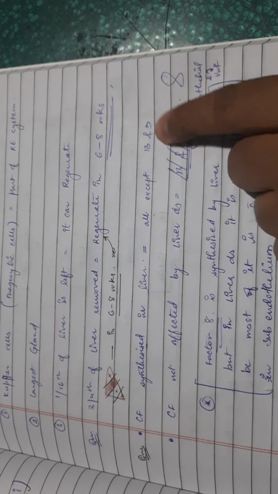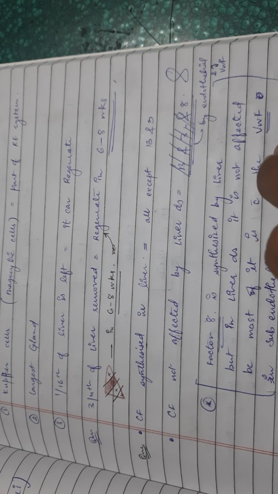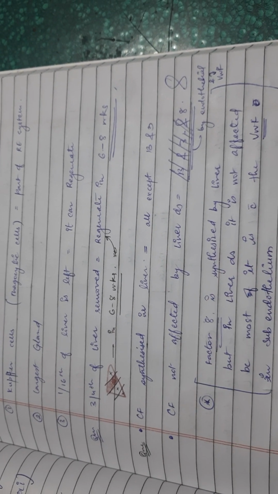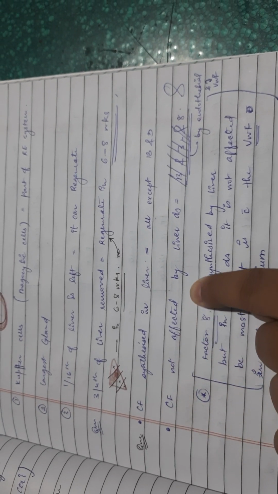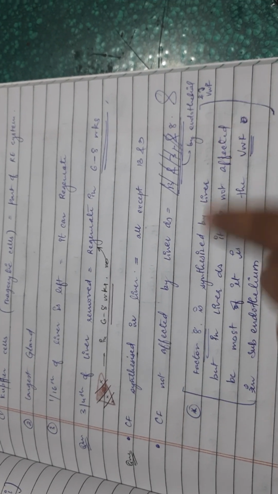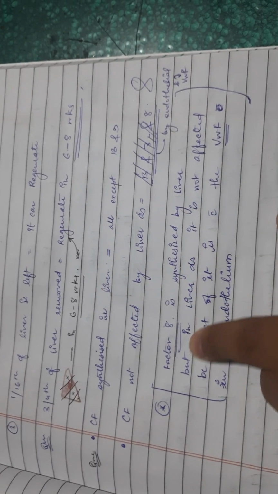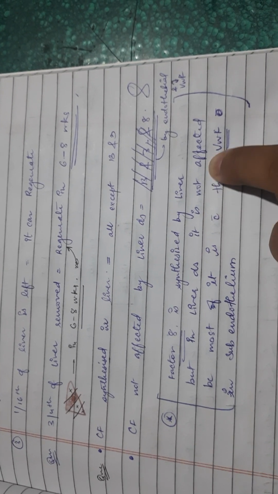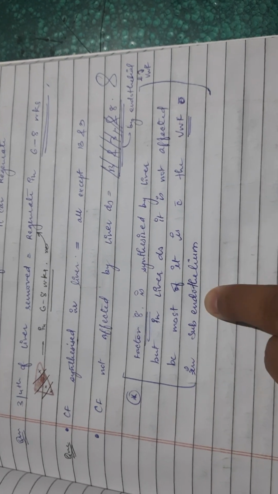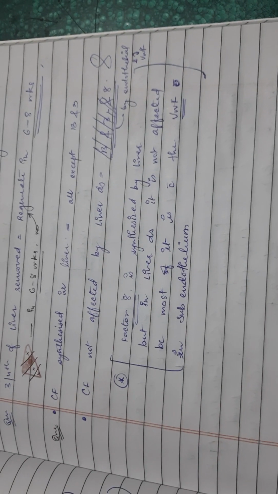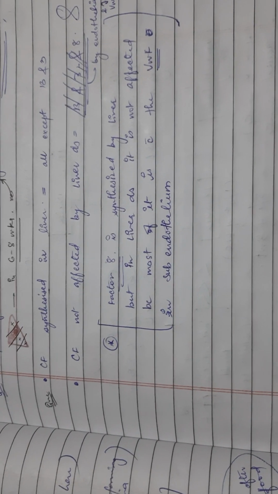Factor 8 is not affected by liver disease, since although it is synthesized in liver, it is not affected because of von Willebrand factor. Factor 8 is synthesized by liver, but in liver disease it is not affected because most of it is with von Willebrand factor in the subendothelium. Okay, thank you. This is now our GIT physiology and medicine both completed.